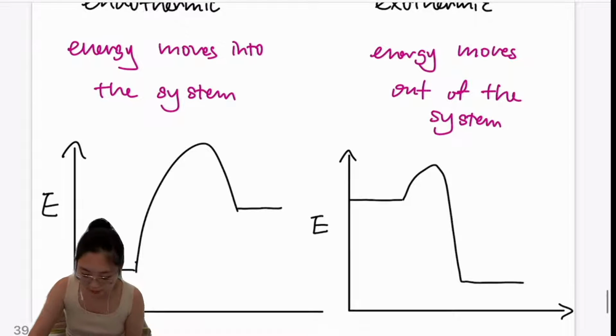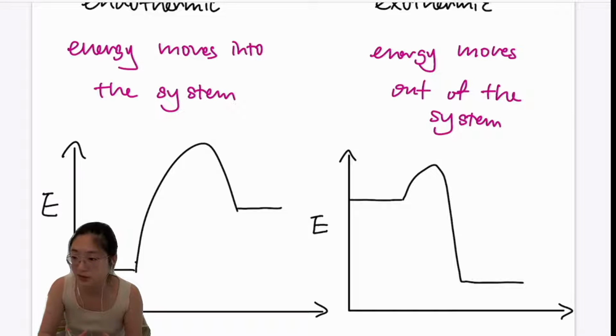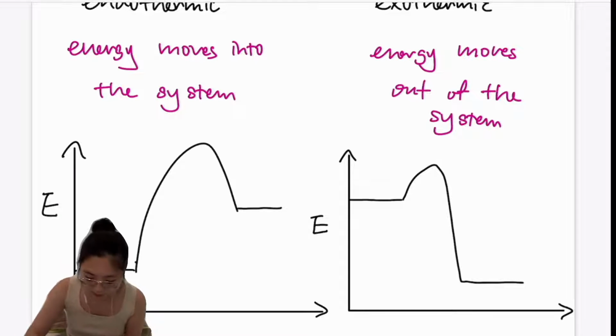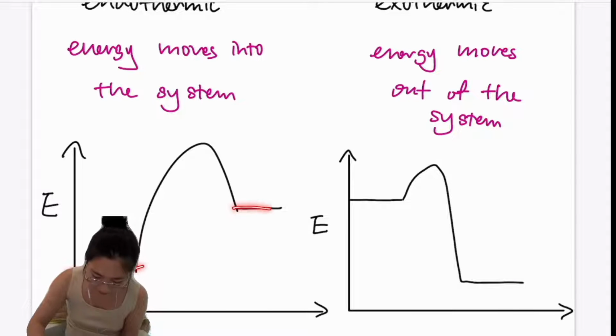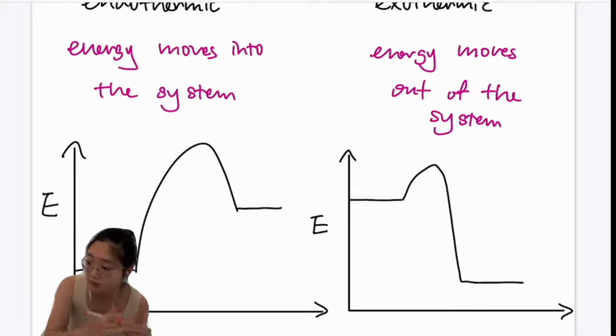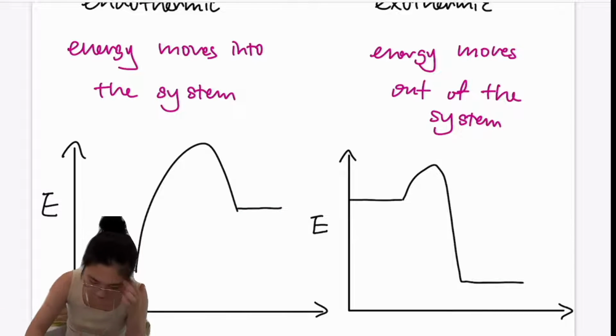And remember that the x-axis represents the progress of the reaction. So on the left side, that's always the reactant. On the right side, that's always the product. It's always the reactant to the product.